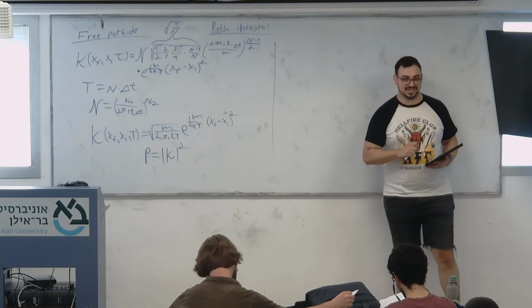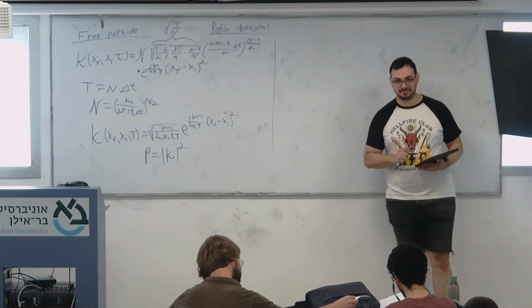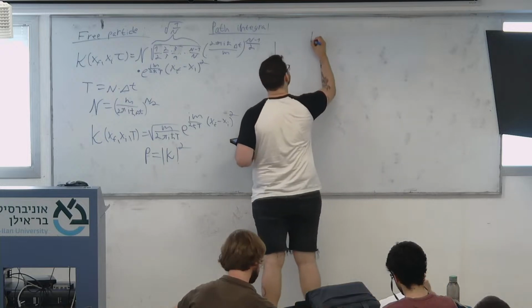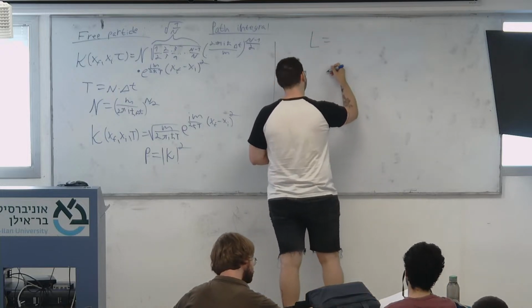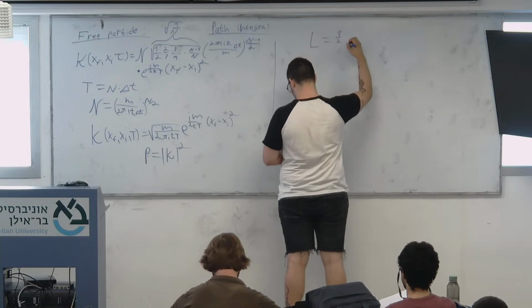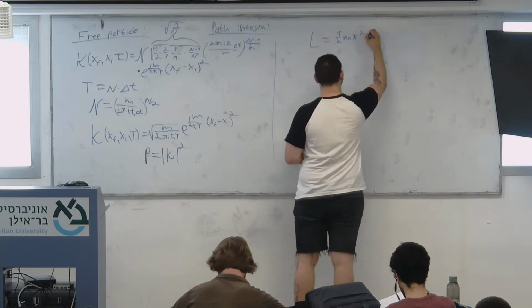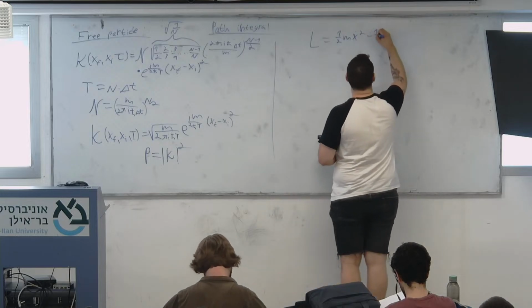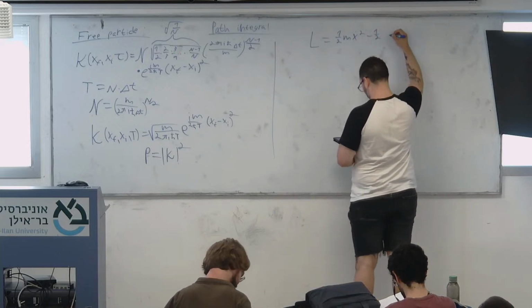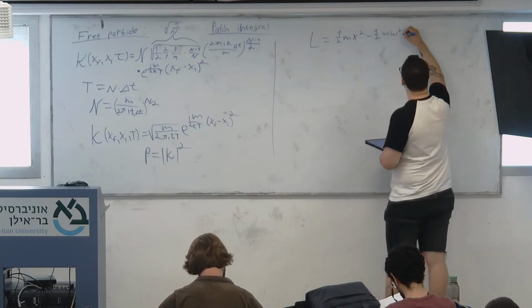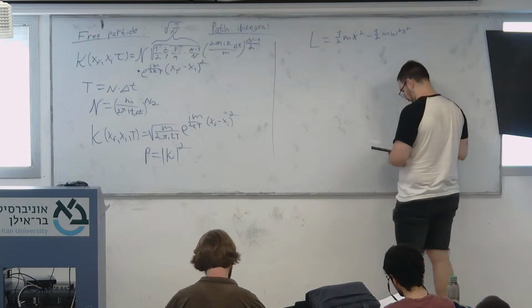Now we're doing the harmonic oscillator as an example. Just to remind you, of course, you already know that the Lagrangian of the harmonic oscillator is 1/2 m x dot squared minus 1/2 m omega squared x squared.